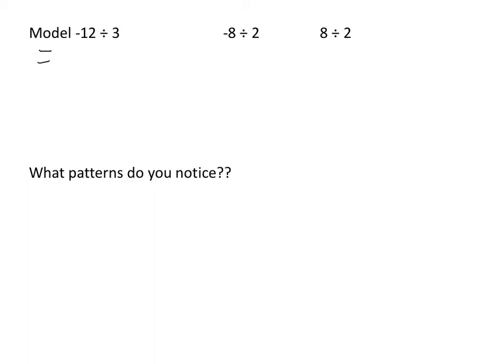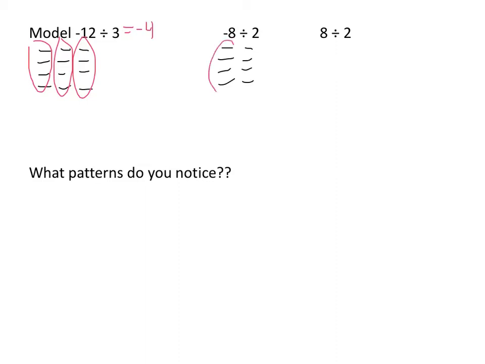So let's start out with negative 12. If I'm dividing it by 3 people, so into 3 groups, each group has 4 negatives in there. What about negative 8? I'm dividing it into 2 groups. Each group has 4 negatives.